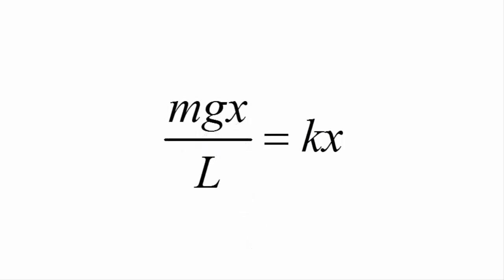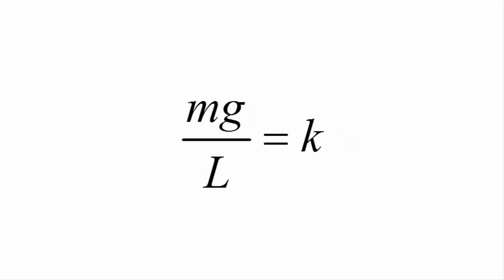Substituting this into our restoring force equation gives mgx divided by L being equal to kx. Eliminating the displacement x on both sides of the equation leaves the spring constant being equal to mg divided by L. So the spring constant of the pendulum, or swinging mass, is equal to the weight of the mass divided by the length of the pendulum.